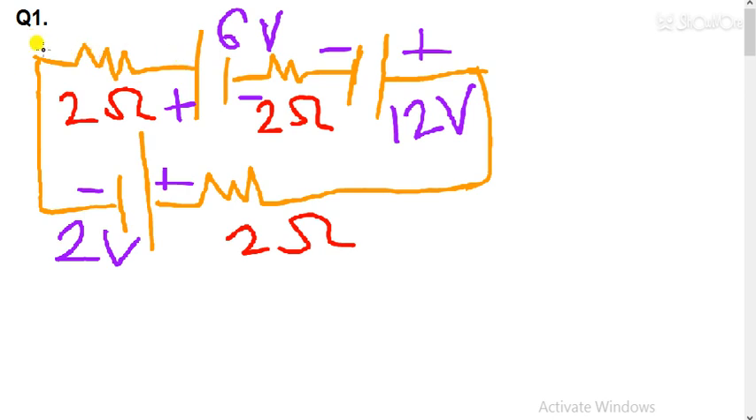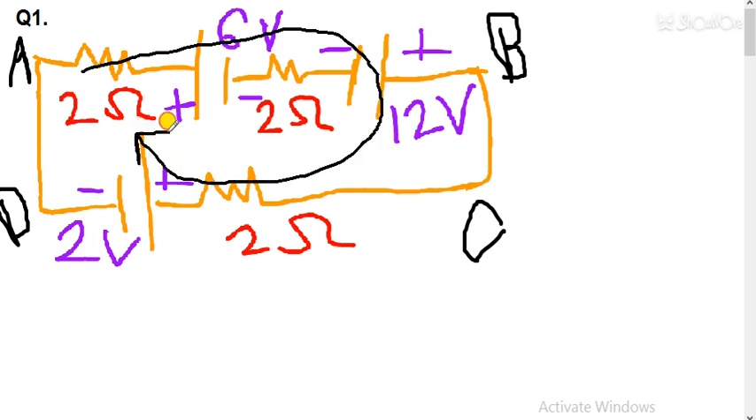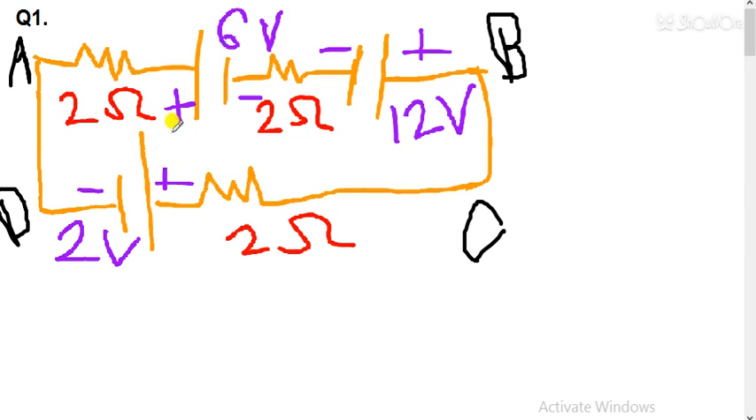Suppose students, this is point A, this is B, this is C, and this is D. So in the closed path A, B, C, D, you can say this is the closed path. We will start from point A.